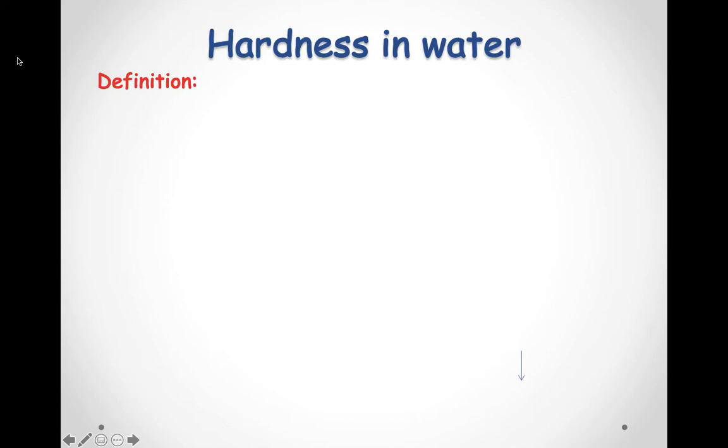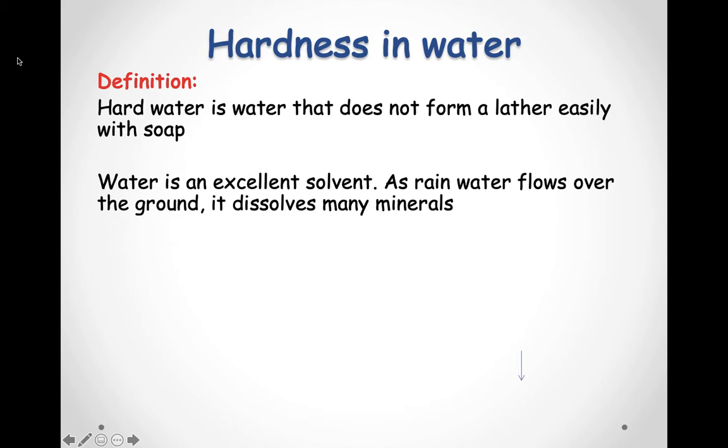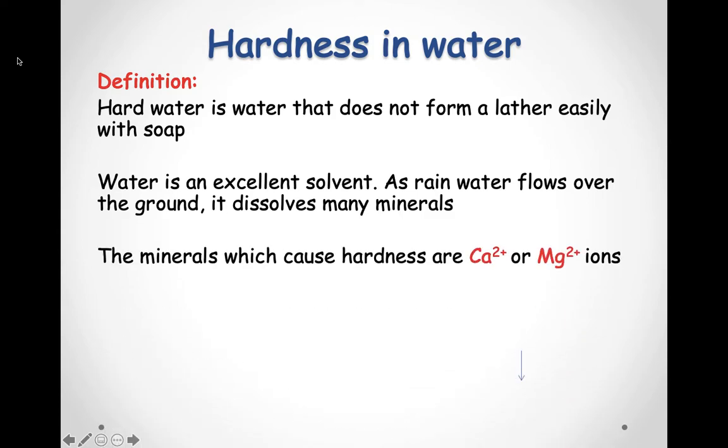So, definition of hardness in water. Hard water is water that does not form a lather easily with soap. As we know, water is a great solvent, and the main cause of hardness in water is this very property, the fact that it's a great solvent. As it flows over the ground, it will dissolve some of the minerals from the rocks, and the particular ones that cause hardness are calcium ions and magnesium ions.